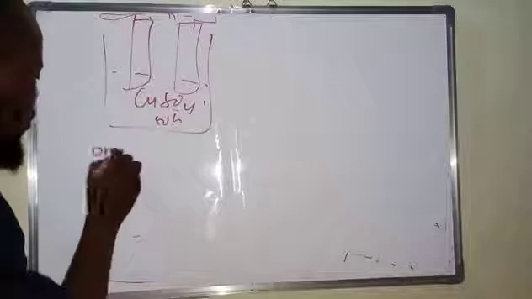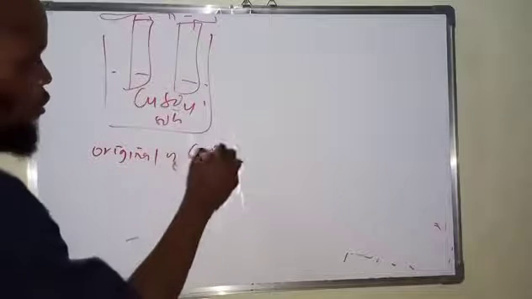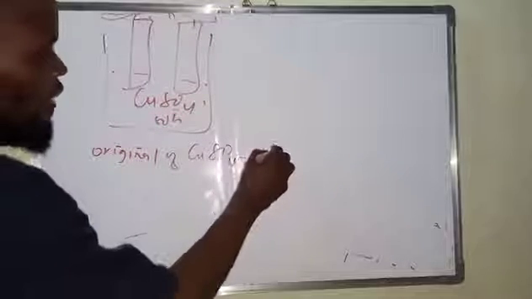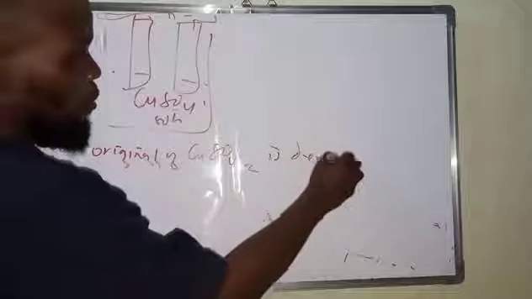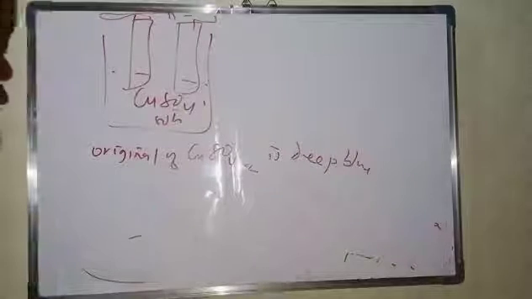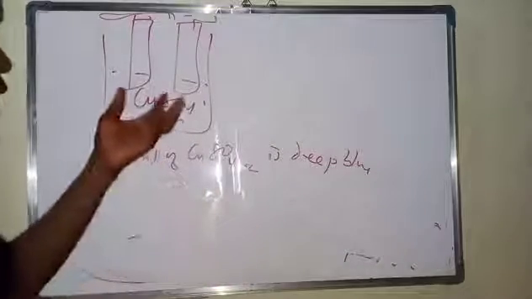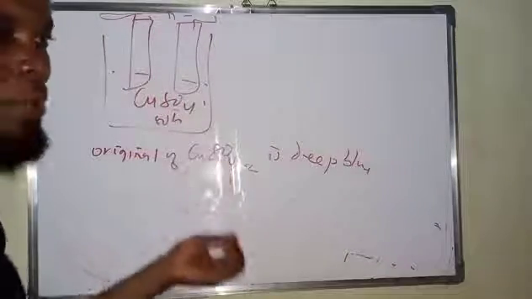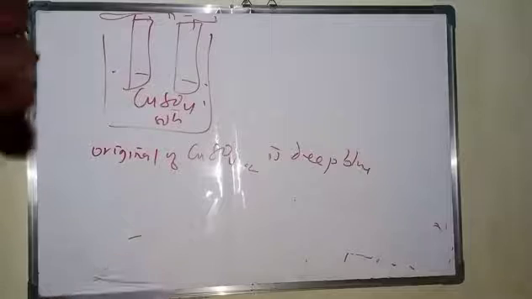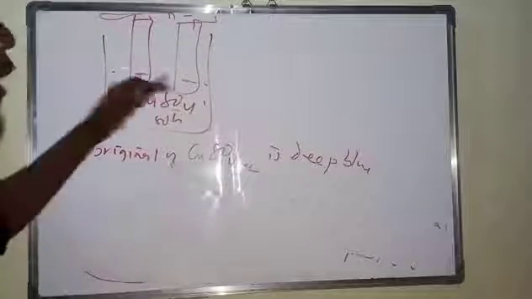Actually, starting with copper(II) sulfate solution, the original color of this solution is deep blue. Now, what happens to the color? From the question, the options say deep, clear, pale. So let's see what happens to the color after the electrolysis.